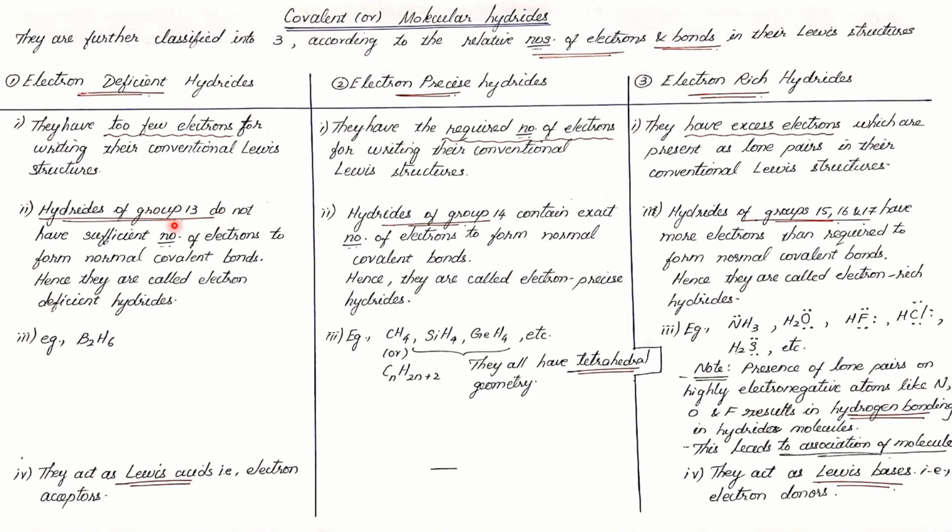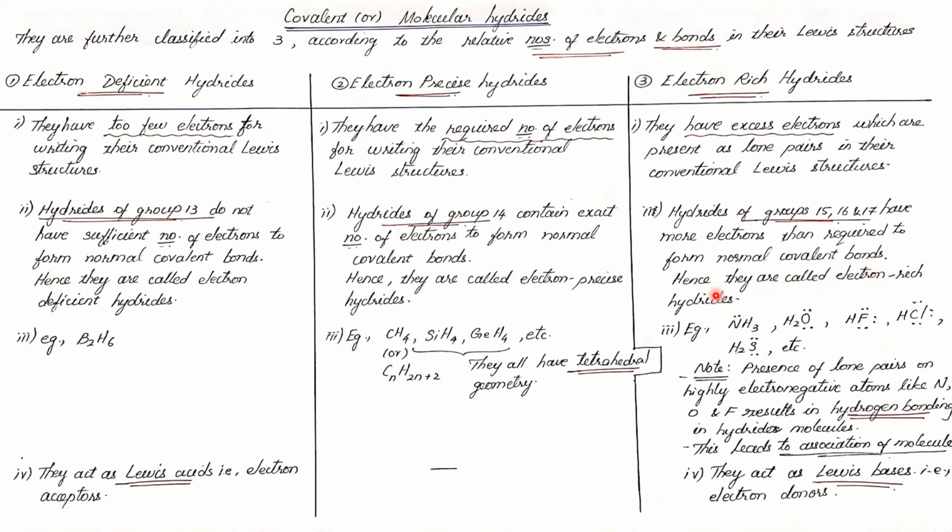Group 13 hydrides are called electron-deficient hydrides, group 14 hydrides are called electron-precise hydrides, and group 15, 16, 17 hydrides are called electron-rich hydrides. Now, why do we call group 13 hydrides electron-deficient hydrides? Because they do not have a sufficient number of electrons to form normal covalent bonds. Okay, now look at electron-precise hydrides. They have the exact number of electrons to form normal covalent bonds, and hence we call them electron-precise hydrides. If you take electron-rich hydrides, they have more electrons than required to form normal covalent bonds, and hence it gets its name.